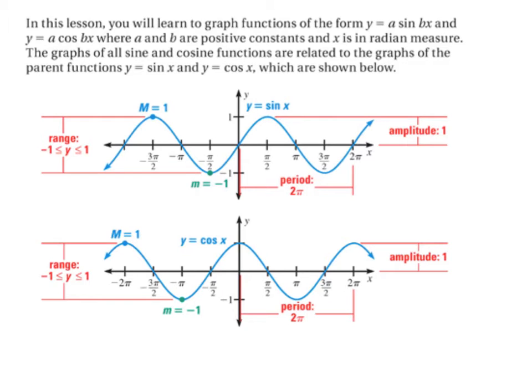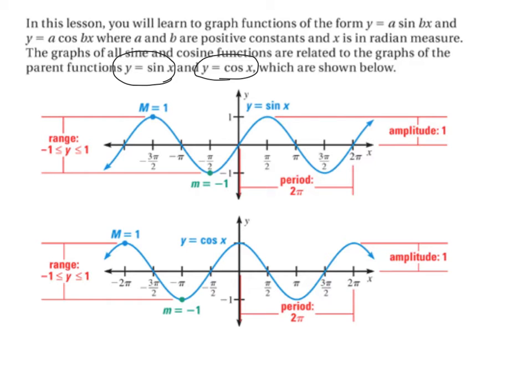In this lesson, you'll learn to graph functions in the form y equals a sine bx and y equals a cosine bx, where a and b are positive constants and x is in radian measure. The graphs of all sine and cosine functions are related to the graphs of the parent functions y equals sine x and y equals cosine x. That's always where we're going to start. Okay, we're going to start there and shift and stretch and move, etc. So these are our parent functions below.